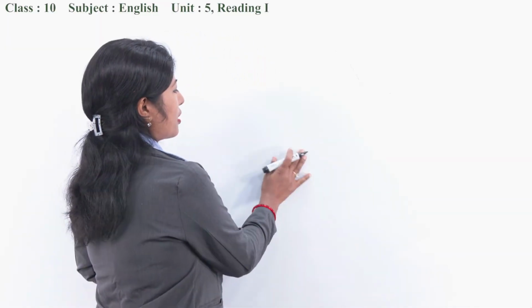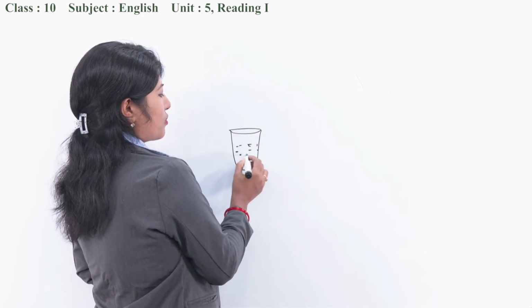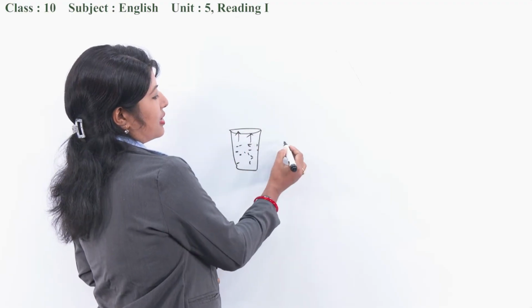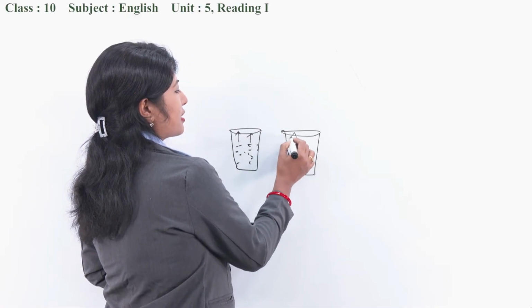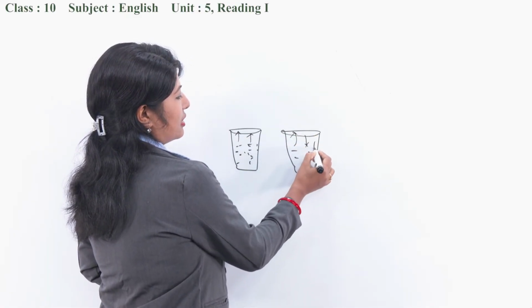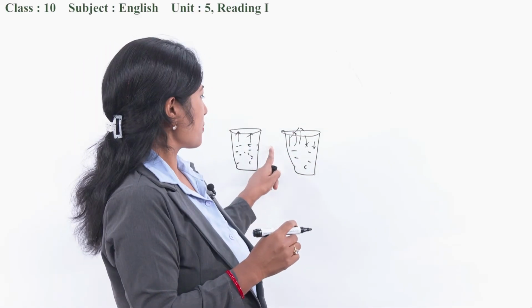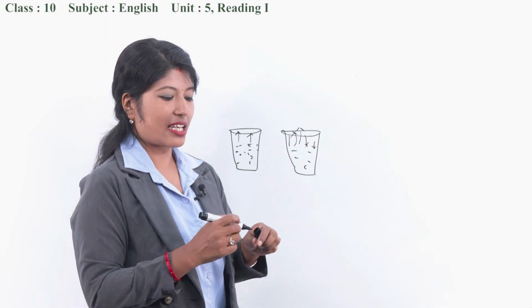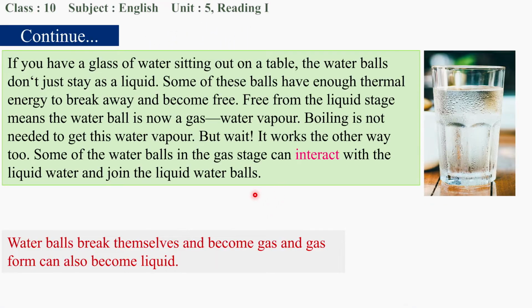If we keep a glass of water in our room, some water evaporates, right? Some goes up, evaporates, and becomes gas, and some gas comes down again and joins the liquid. So this is the process that goes on.